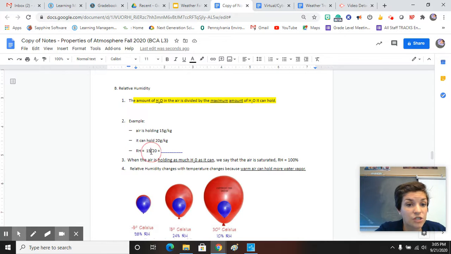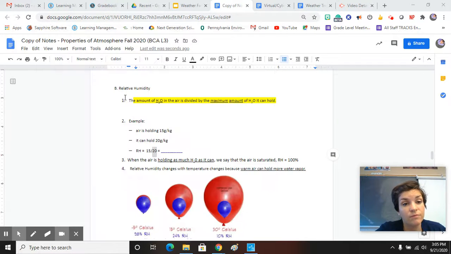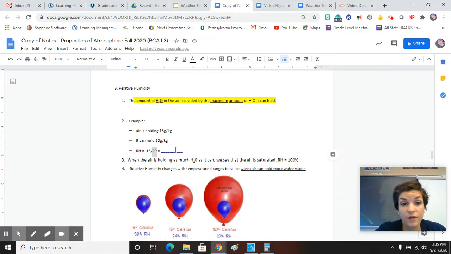So if I take how much it actually is holding divided by how much it actually can hold, let me get my calculator. Here we go. So you would take 15 divided by 20, times 100. So the relative humidity for that chunk of air would be 75%.